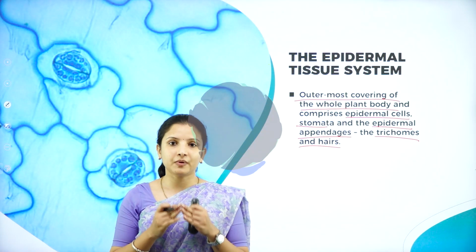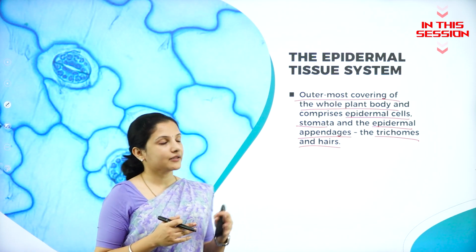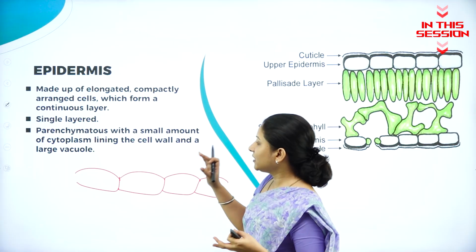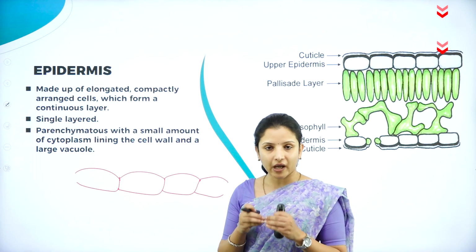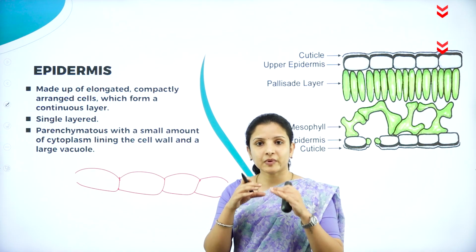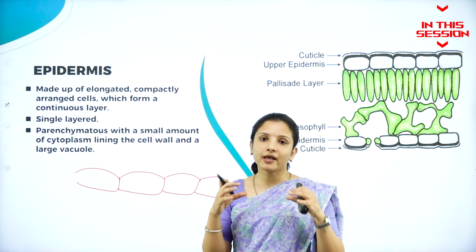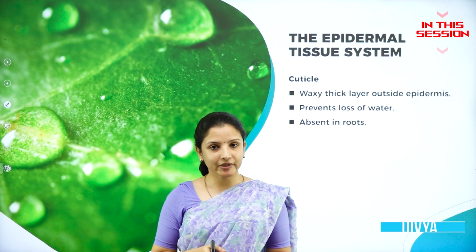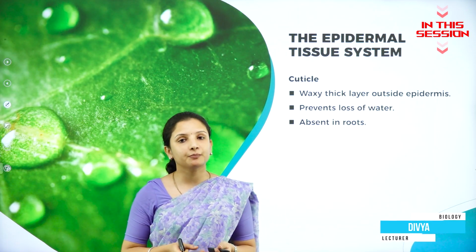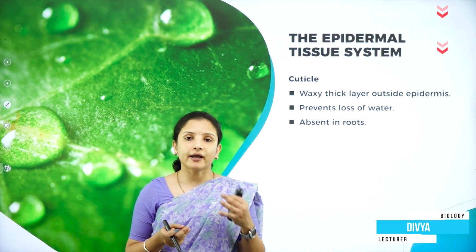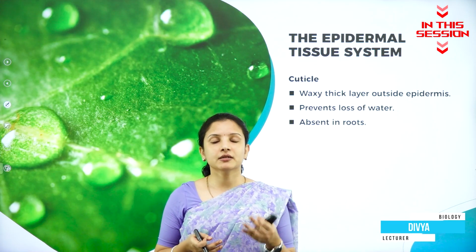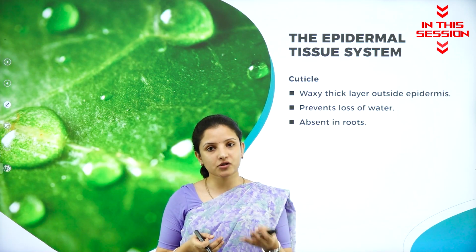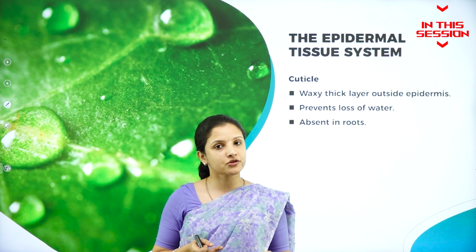The entire plant body is covered by the epidermal tissue. The epidermal cells are also made up of parenchyma cells, but those parenchyma cells are elongated, a bit longer. So I had told you that the epidermal tissue system is made up of the epidermal cells, and it consists of the cuticle, the stomata, and also the trichome or the root hair or the shoot hair.